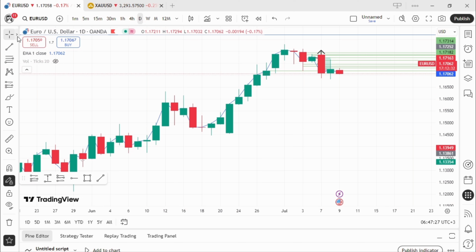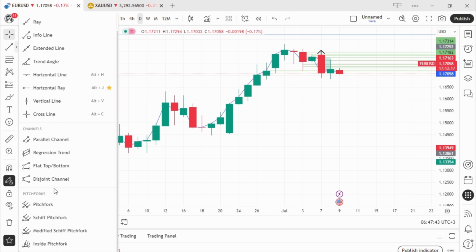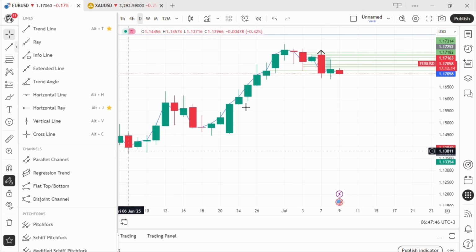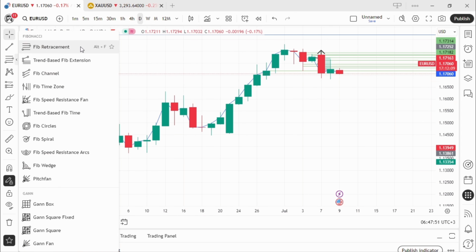And then come here, we have drawing tools. You have lines. This tool is for lines. You have trend line, ray, info line, extended line, trend angle. I mean, you will not even use all these tools. I have not even used a quarter of these tools on TradingView. Then you go to Fibonacci, the Fibonacci retracements, there are trend-based fixed extensions, Fibonacci expansions. There are so many. If your trading strategy uses any of these tools, TradingView is where you should come.